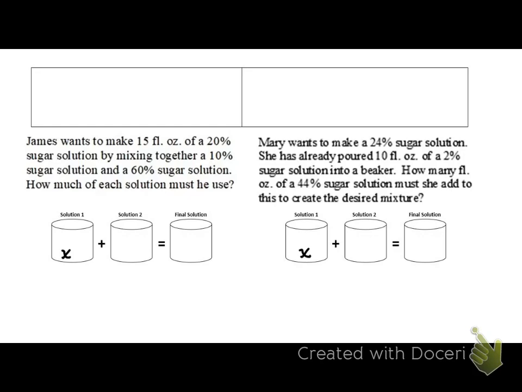So x is the amount we need for each one of those. So in each one of those boxes, I don't care, x will always be that first one. Okay.